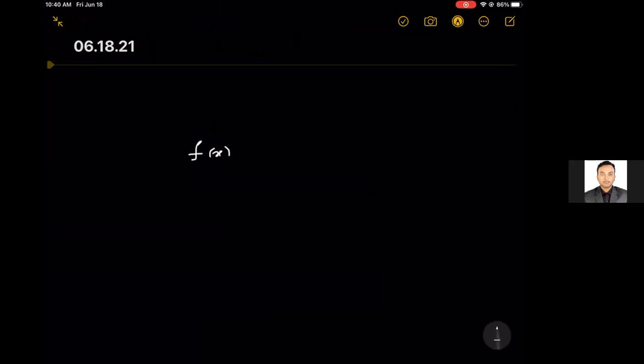Let's say our function is x cubed minus 7x squared plus 10x. Okay, let's say this is our function. And let's say the interval is from -2 to 2. And we want to do a lot of things from it.